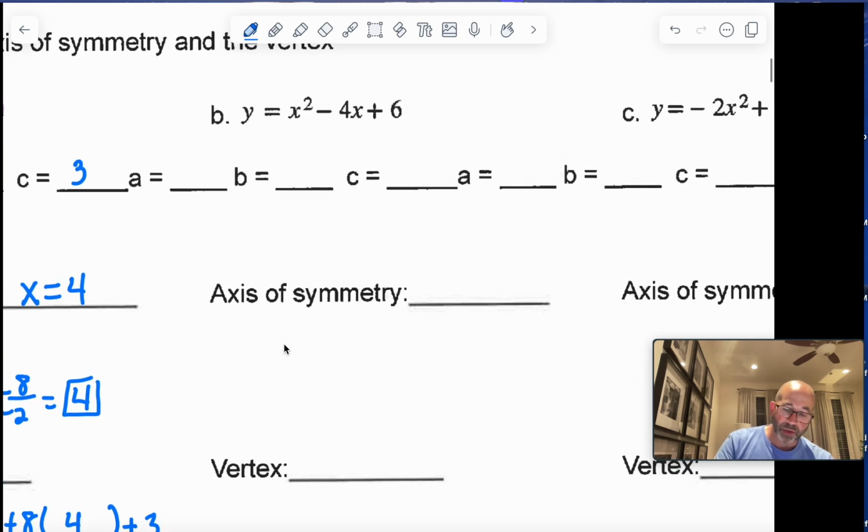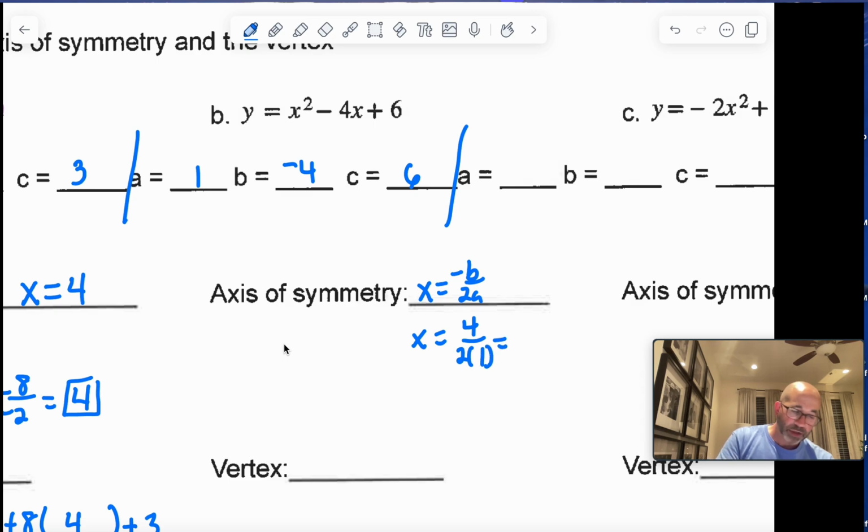Same thing. We're going to pull our A, B, and C values. Sorry, these are so close to each other. We have a 1, a negative 4, and a positive 6. So let's speed this up. x equals negative b over 2a. That means x is equal to 4 over 2 times a, which is 1. So that means x is equal to 2. Okay, so x equals 2.